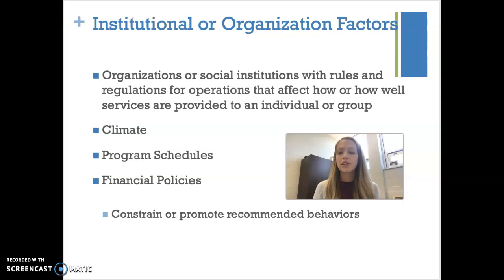So these constrain or promote recommended behaviors based on those institutional or organizational factors. And this also goes for organizations like employers, nonprofit organizations, schools. These fall into that category.